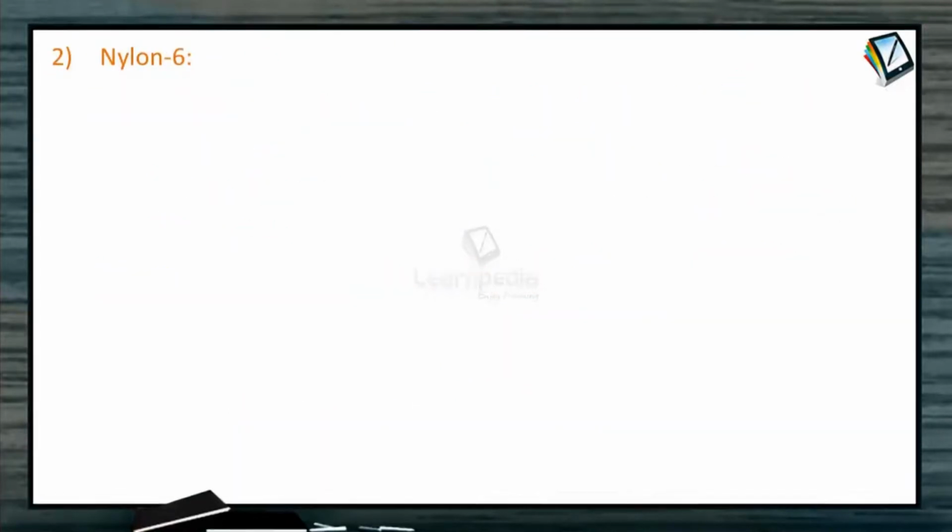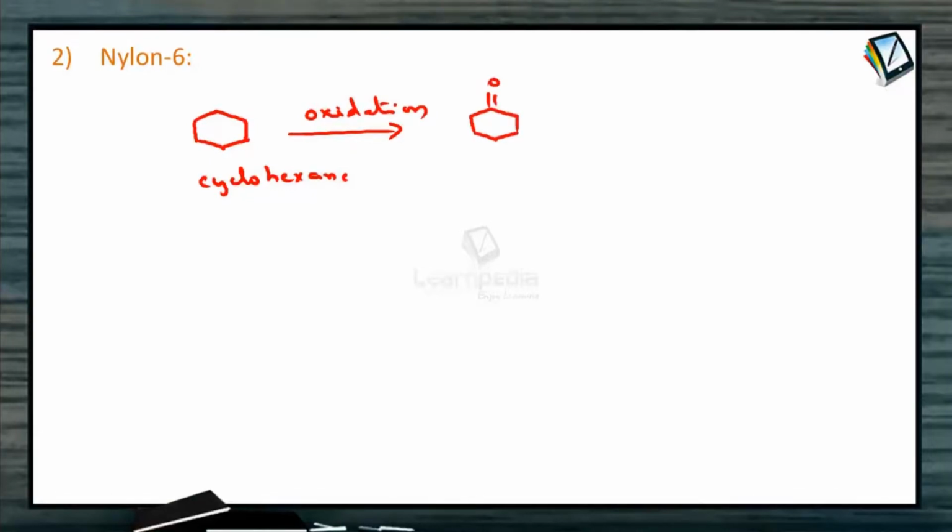Then we have Nylon 6. In fact, it's a polymerized product of caprolactam, which in turn is obtained from cyclohexane as a result of a series of reactions. So what are those series of reactions to get caprolactam first? We need to take cyclohexane as the starting material. And when we bring about the oxidation of cyclohexane, cyclohexanone, a ketone, is formed.